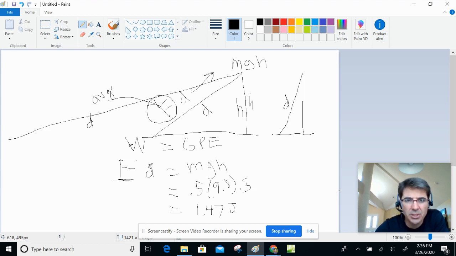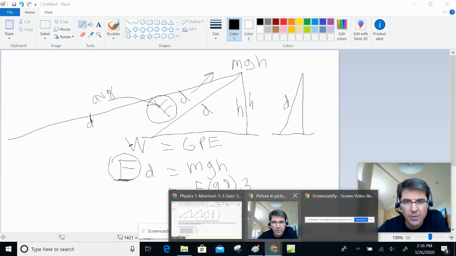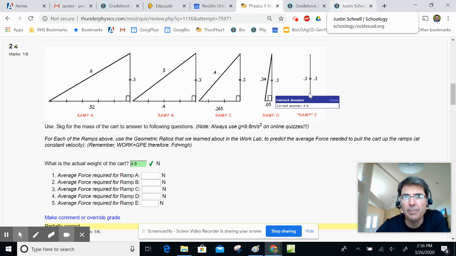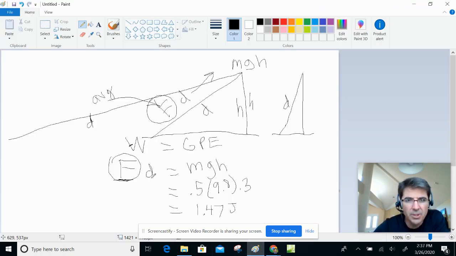So we're going to change this each time. D will change, and then we're going to compute for the force. I'm not sure what the distance was in the first case. It was 0.6, 0.5, 0.4, 0.34, and 0.3. 0.3 is basically just going to be equal to the weight, because you're going straight up, right? So anyways, where are we here? For the distance, we could put in 0.6 here, and then we solve for F.